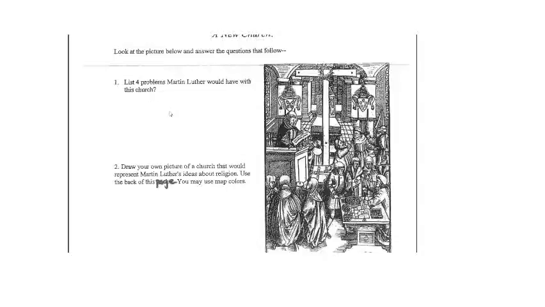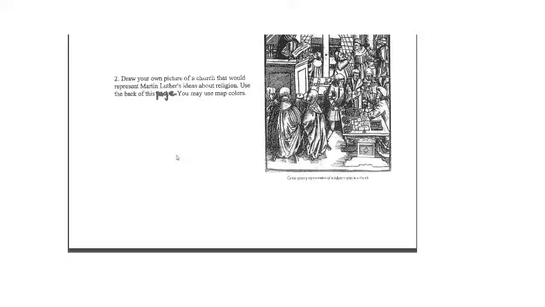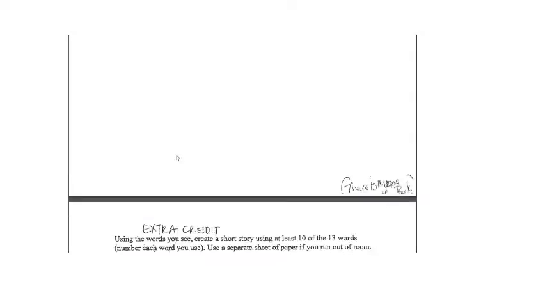And then on the back of the page of the handout that you picked up, it says draw your own picture of a church that would represent Luther's ideas about religion the way that it should be, not the way that it is, because this picture on the right is the way that it was and had problems that he thought that the church should fix. So on the back of this, you're going to draw what Luther's ideas about religion and how a church should look, how it should be. And that's what this blank page is for in your handout.